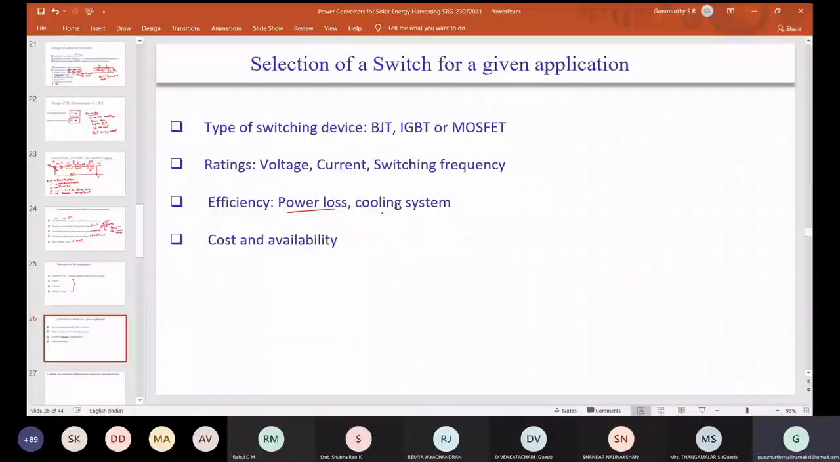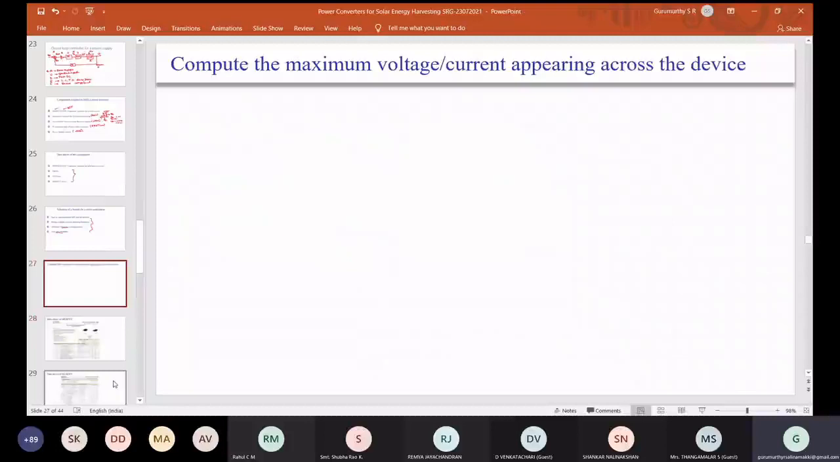Okay. Then the cost. Finally, when you are making a product, it should be cost effective. Otherwise, nobody is going to buy. The cost should be as low as possible, and the component should be easily available. Such components you have to select. So this is product development. This is the approach you have to adopt for making a good product. Now I'll tell you how to select these components. These are the aspects you have to consider while selecting.